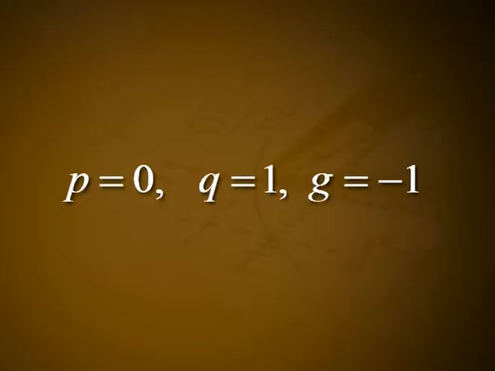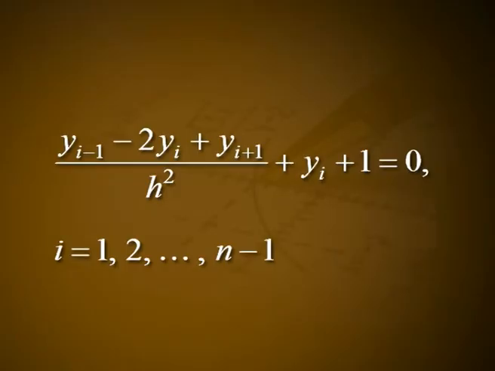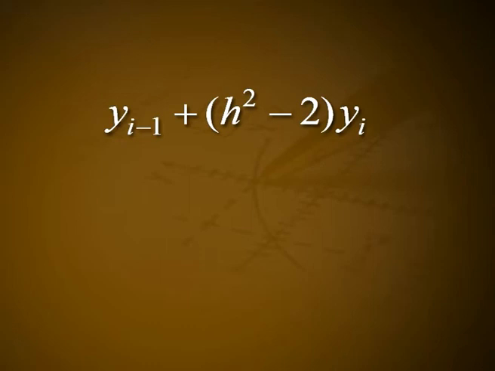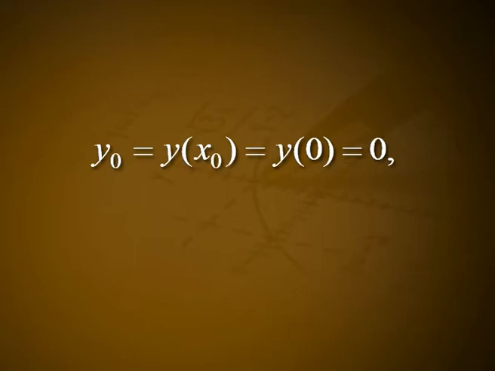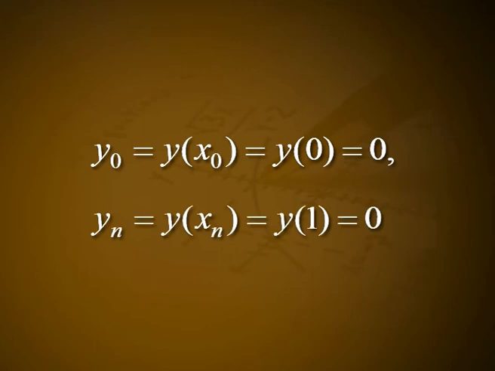Solution. Comparing with the standard equation 3, we have p equal to 0, q equal to 1, g equal to minus 1, and hence using equation 7, the finite difference approximation for the given second order differential equation is yi minus 1 minus 2yi plus yi plus 1 divided by h square plus yi equal to 0 for i equal to 1, 2, etc. n minus 1. On simplification, yi minus 1 plus h square minus 2 into yi plus yi plus 1 equal to minus h square for i equal to 1, 2, etc. n minus 1. The boundary conditions are y0 equal to y at x0, that is equal to y at 0, that is equal to 0, yn equal to y at xn, that is equal to y at 1, that is equal to 0. The above equations give a system of n plus 1 equations in n plus 1 unknowns with y0, y1, etc. yn.